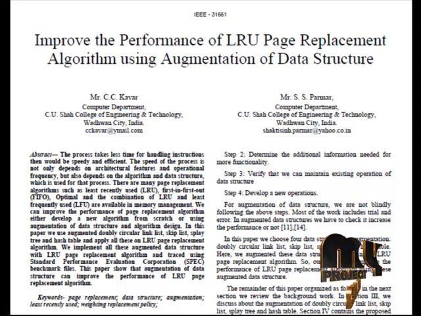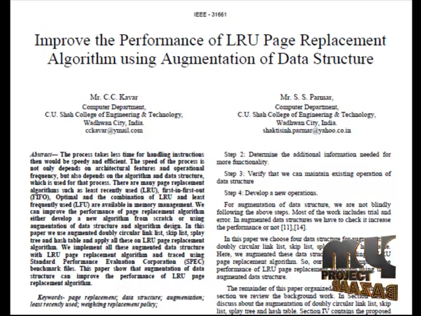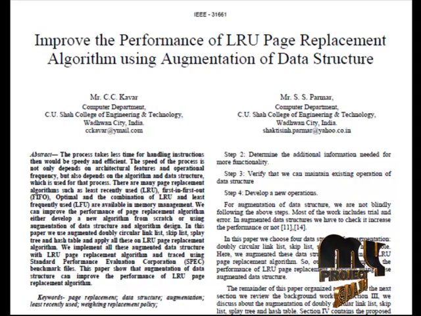When a page fault occurs, throw out the page that has been unused for the longest time. This strategy is called LRU, that means least recently used paging. Although LRU is theoretically realizable, it is not cheap. To fully implement LRU, it is necessary to maintain a linked list of all pages in memory, with the most recently used page at the front and the least recently used page at the rear.